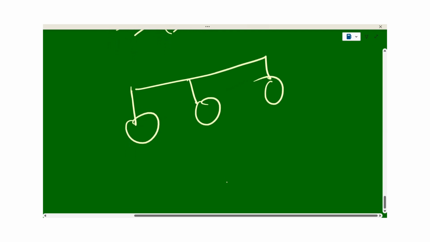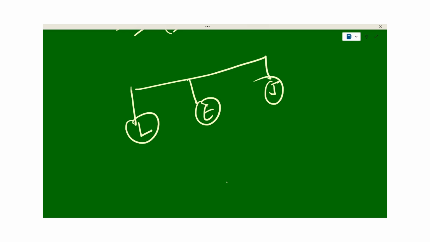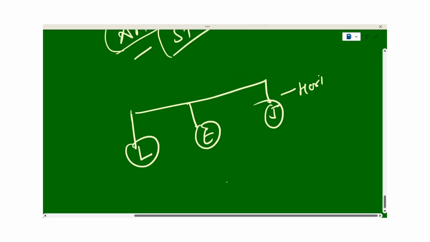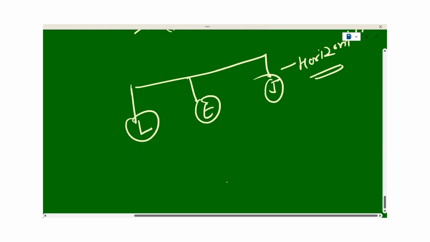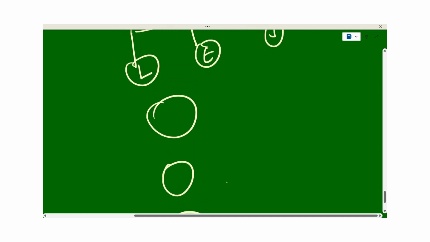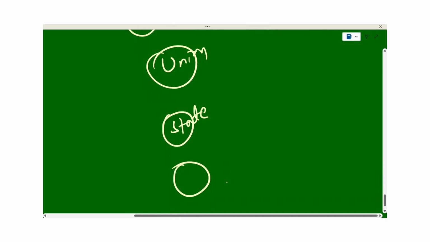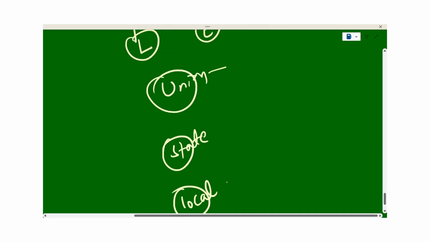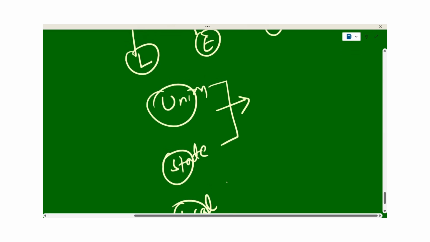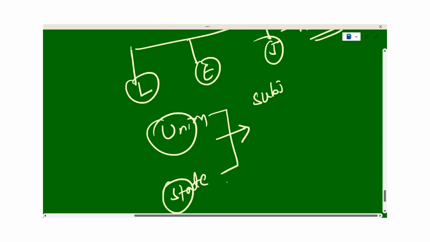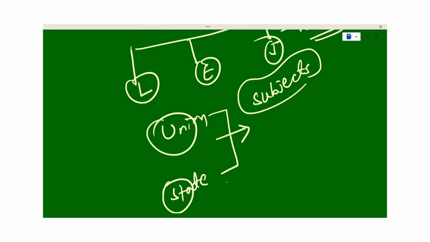So this horizontal devolution is between three organs of government: legislature, executive, and judiciary. So this is the horizontal distribution of power. Then vertical distribution is distributed among different layers of government. On the apex comes the union government, then the state, and then the local government. Now the power distribution between union and state is known as subjects, that is, which powers are the prerogative and ultimate jurisdiction of the union government.